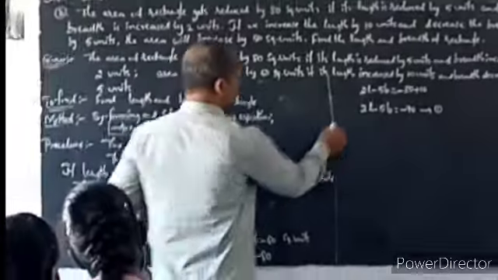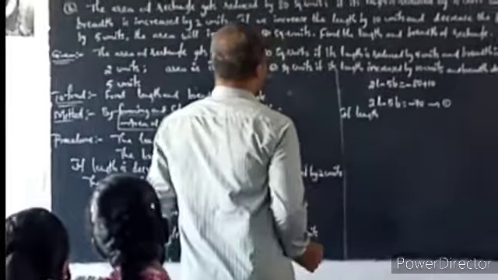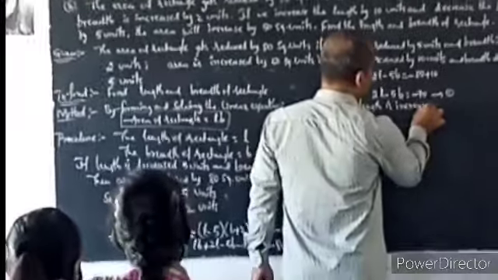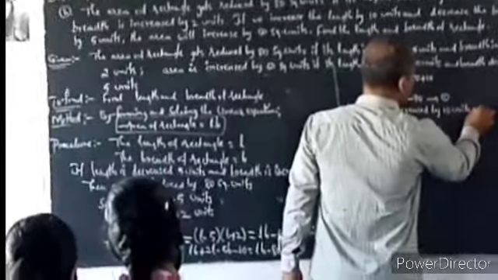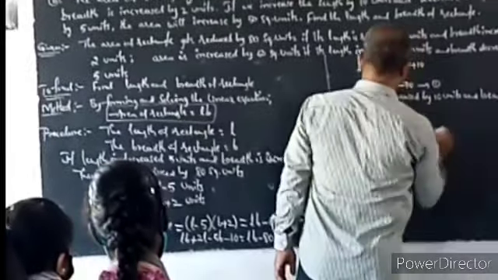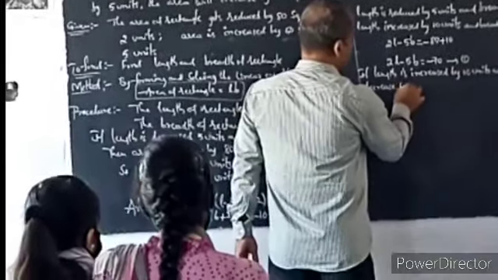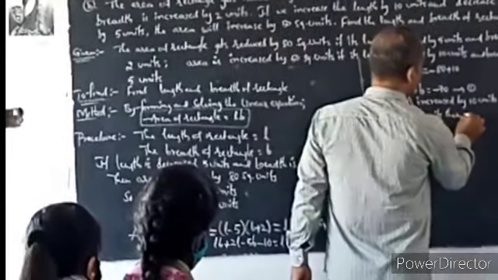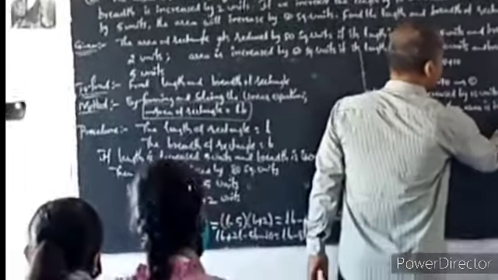In the same way, we have one more condition. Now the next condition is what? If the length is increased by how much? 10 units, and breadth decreased by 5 units, the area increases by how much?